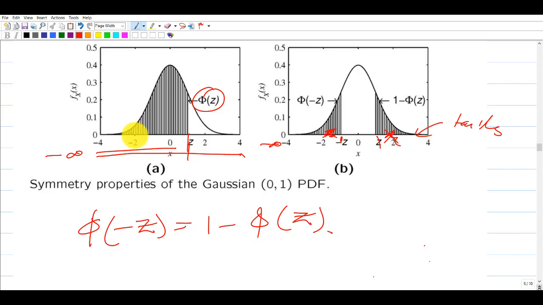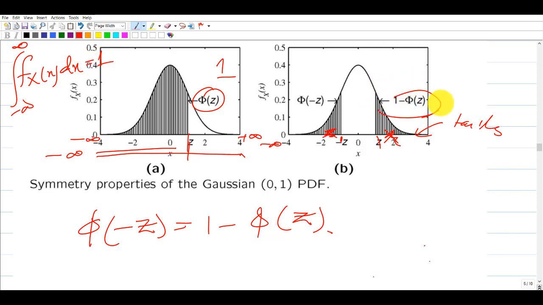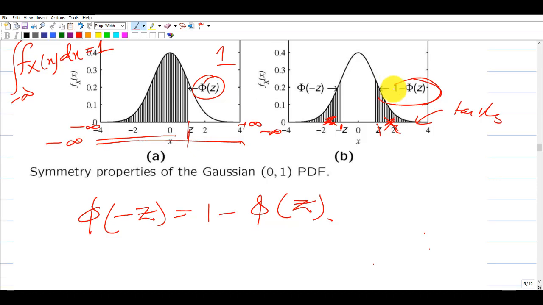Remember that the area under this whole curve from minus infinity to plus infinity is 1. That is what we have defined as f x of x, integrated from minus infinity to plus infinity dx, that is 1. So that's why we can use this 1 minus phi of z. That will give me the same thing.